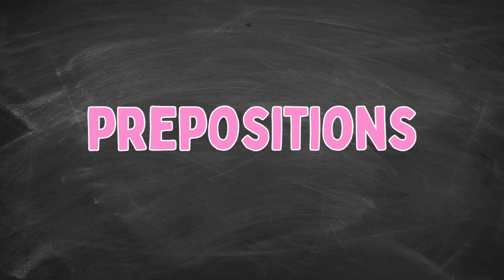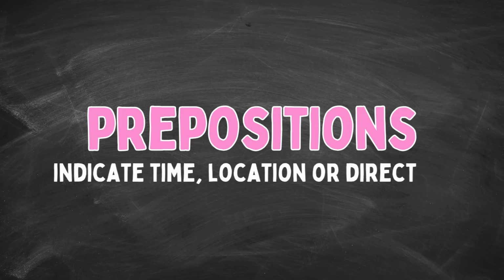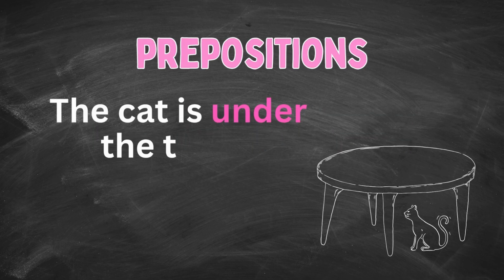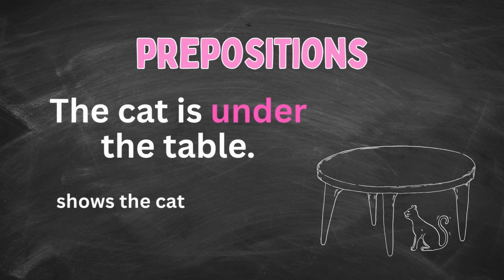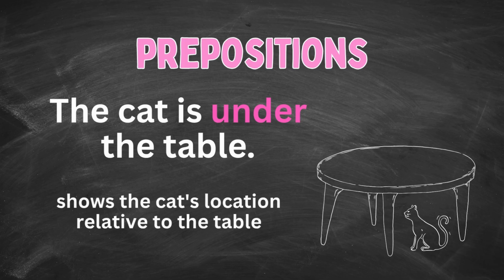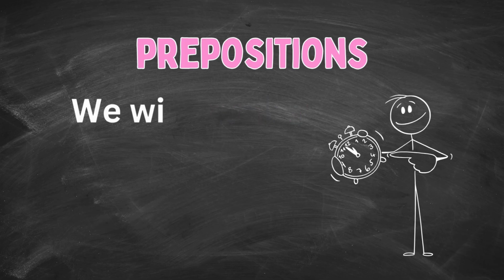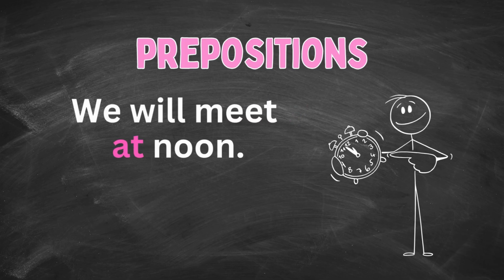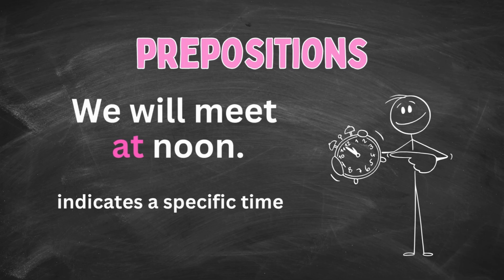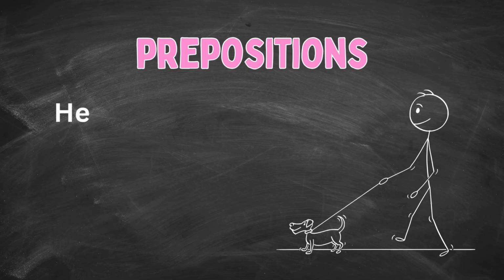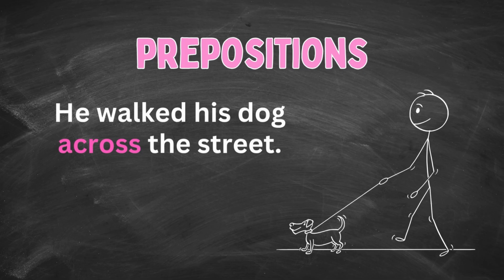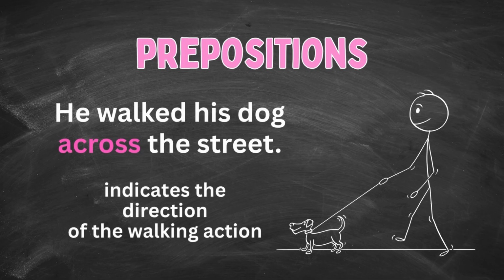Prepositions. Prepositions indicate time, location, or direction. For instance, the cat is under the table. Under shows the cat's location relative to the table. We will meet at noon. At indicates a specific time. He walked his dog across the street. Across indicates the direction of the walking action.